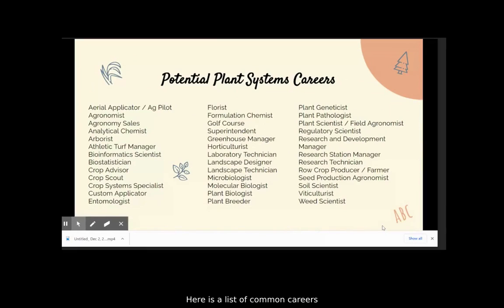Here's a list of common careers within the plant systems pathway. Some highlighted careers include greenhouse manager, horticulturist, and plant biologist.